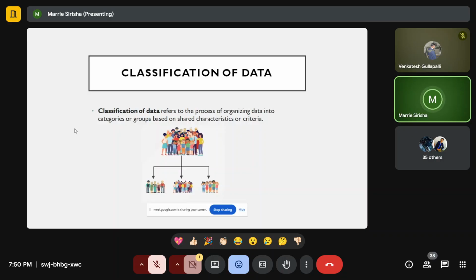Data can be in any form. It can be statistics, information, text, audio, video, image. Data can be any form. So that data can be collected from various sources, sorted, processed and analyzed.